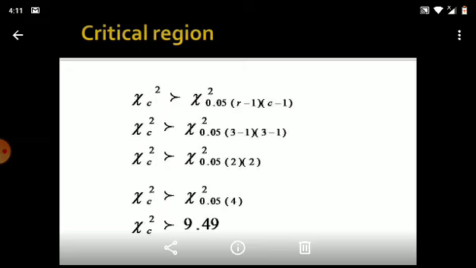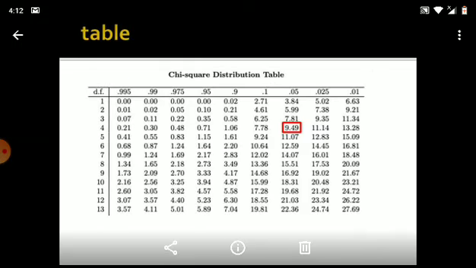Now putting in the formula, 3 minus 1 into 3 minus 1, that is 2 cross 2. Multiplying these, you got your answer equal to 4. Now 0.05 was already selected. Now you have to look for the value of 0.05 and 4 in the table of chi-square. The chi-square table is available easily in your book, and it is available on the net also. This 4 is actually the degrees of freedom. Degrees of freedom is 4.